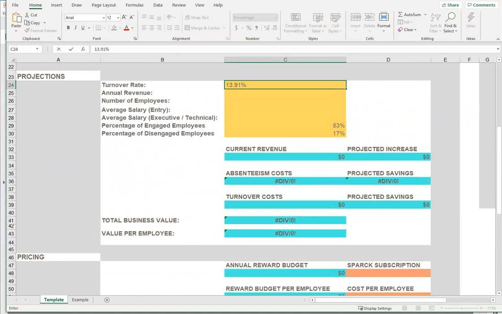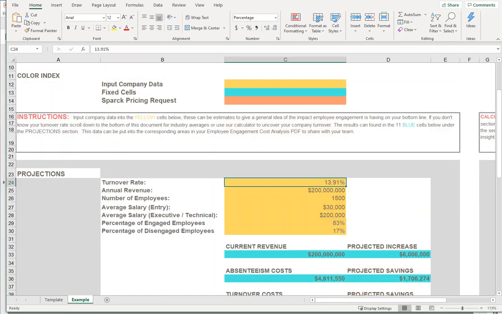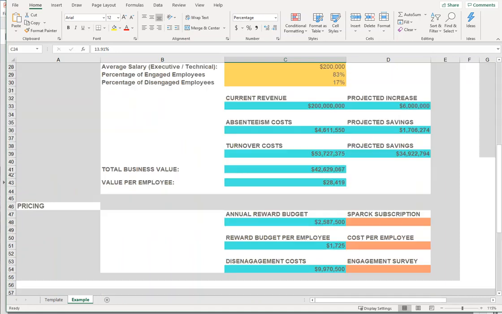To save time though, here's a completed calculator. Our turnover rate is 13.91%. Our annual revenue is $200 million. We have 1,500 employees. The average salary for entry level is $30,000 and $200,000 for executive positions. For the last two yellow boxes, percentage of engaged and percentage of disengaged employees, if you already took our Be Heard survey, these numbers are on your dashboard. If not, you can use industry averages, which are 83% engaged and 17% disengaged.